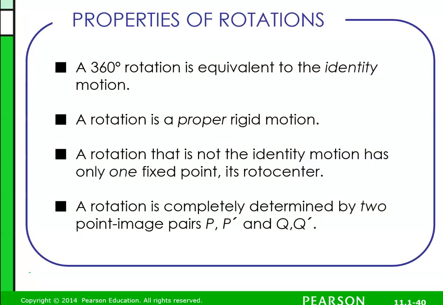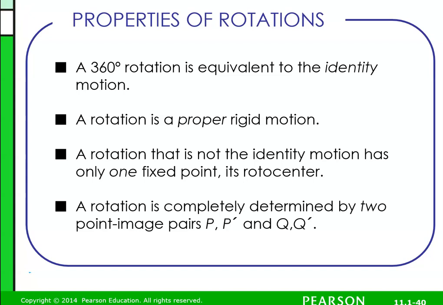Okay, properties of rotations. A 360 rotation is equivalent to the identity, which is 0. A rotation is a proper rigid motion. A rotation that is not the identity motion has only one fixed point, and that's the rotocenter. A rotation is completely determined by 2 point image pairs, P, P prime and Q, Q prime.